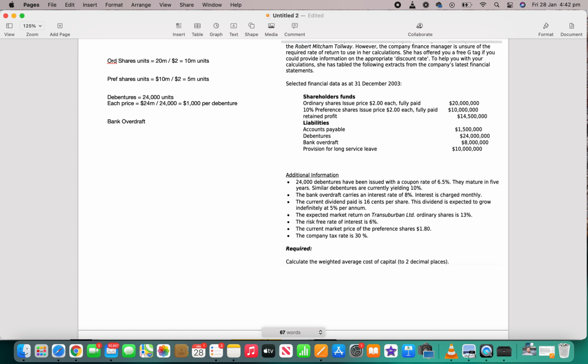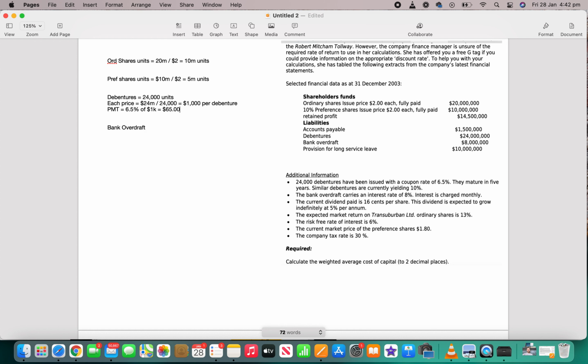Okay, so as I'm reading, I'm doing this math. So when it comes time to actually do the work, I've already done half of the work for myself. Issued with a coupon rate of 6.5%. So what I can then do is figure out what the payment is every year. So payment equals 6.5% of 1K, which equals $65. Sorry, they're maturing in 5 years, and similar debentures are currently yielding 10%.